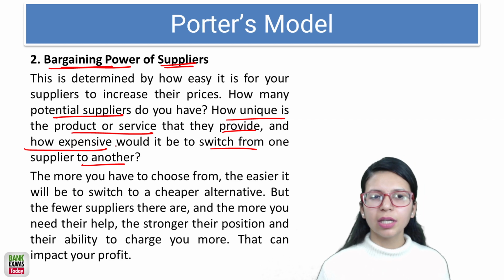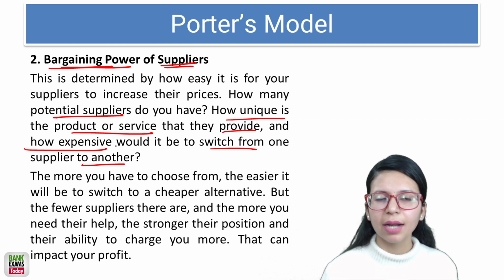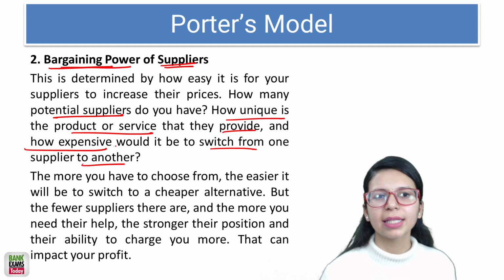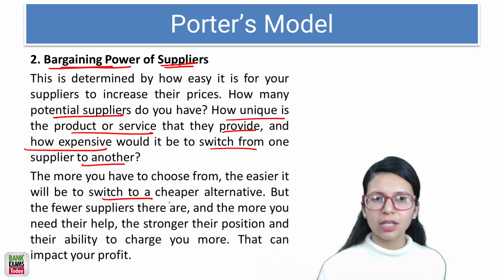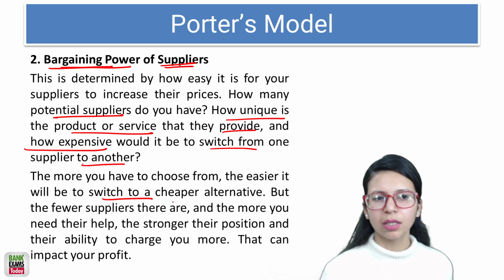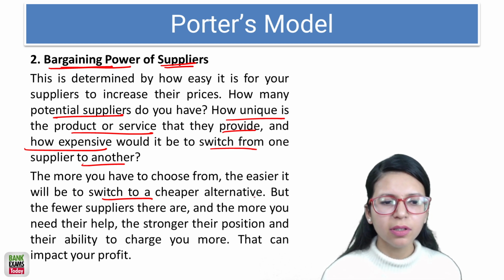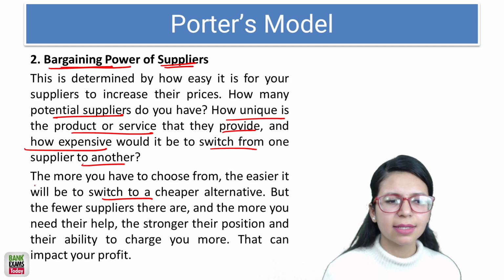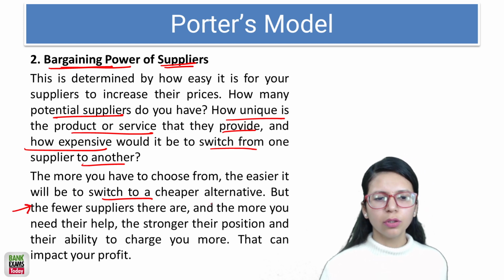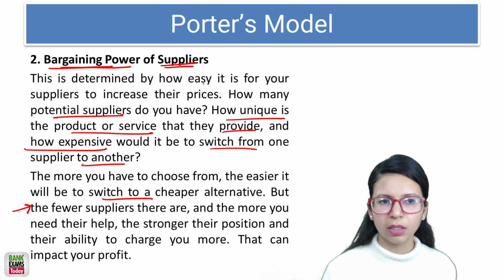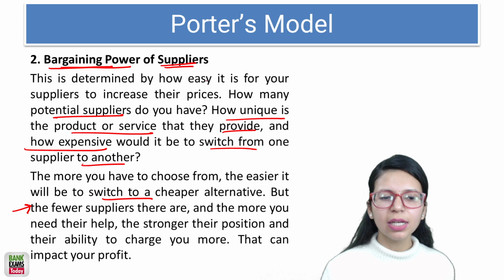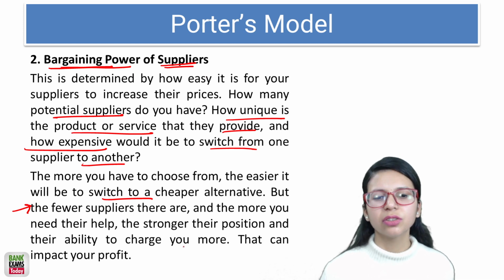And because he knows that that product is unique, and we are only going to come to him to buy that product, there are fewer chances for us to switch to a cheaper alternative, because that unique product is with that particular supplier only, right? So if very few suppliers are there, then we need their help more, and the stronger the supplier's position will be, and they will have the ability to charge us more.